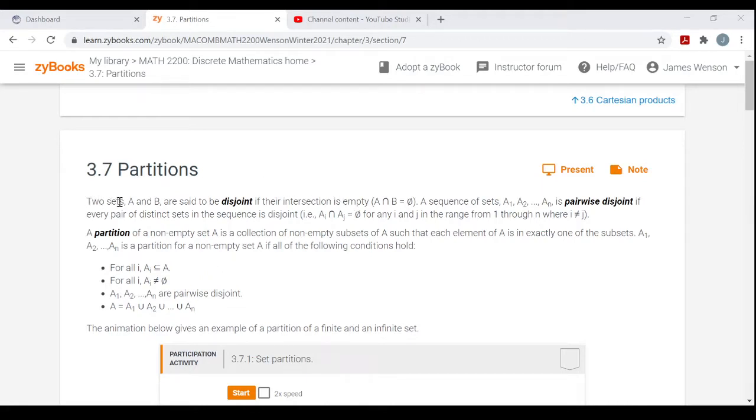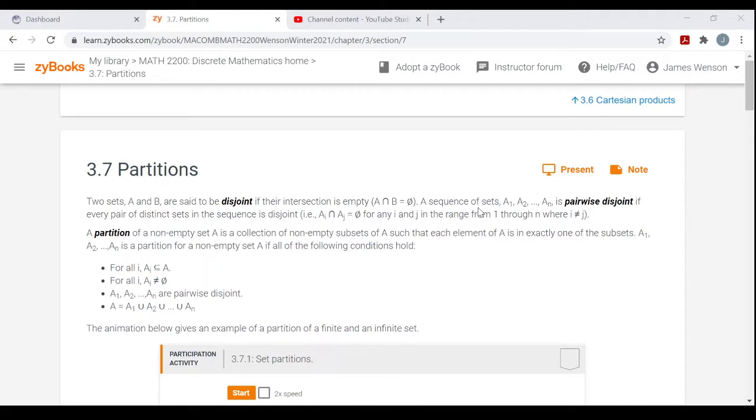So two sets, A and B, are said to be disjoint or mutually exclusive. You might see those words in some other texts. Two sets, A and B, are said to be disjoint or mutually exclusive if their intersection is empty. So they have nothing in common, no common elements.